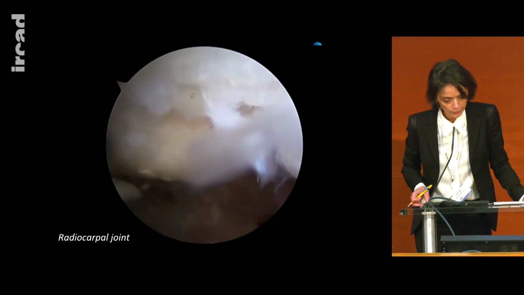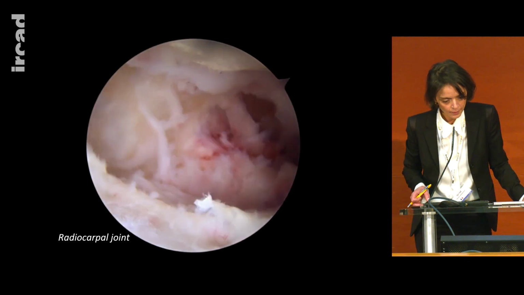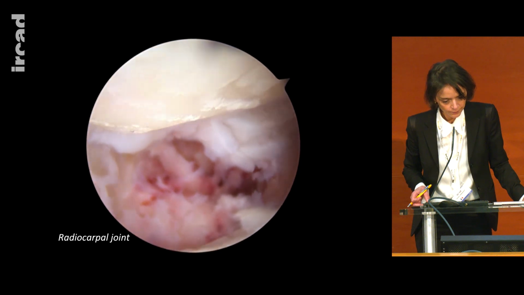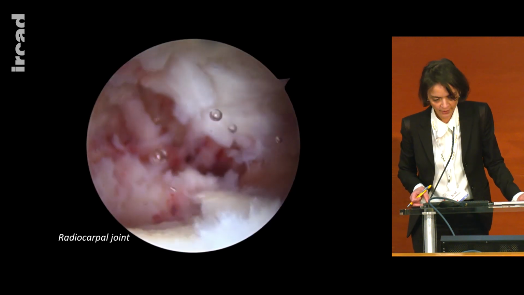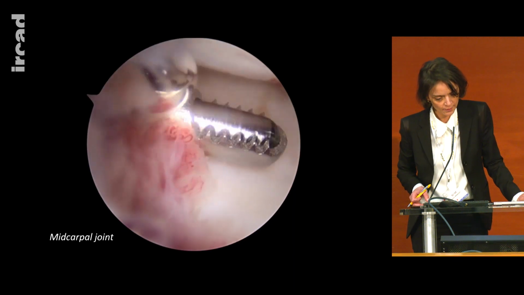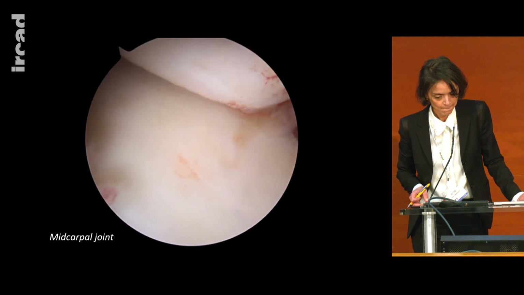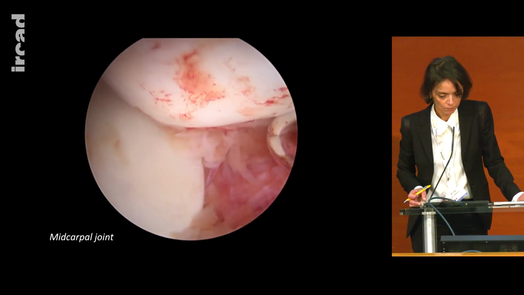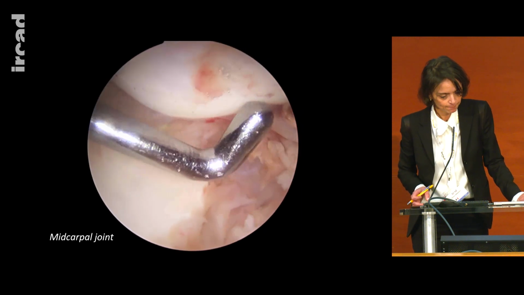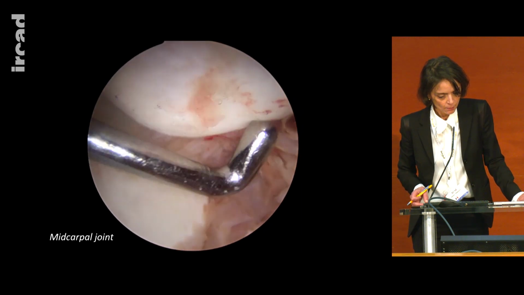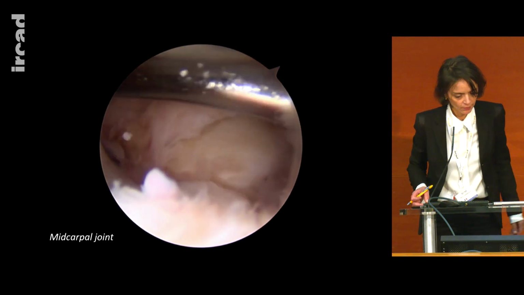Radiocarpal joint, huge degenerative changes. Here is the huge, hemorrhagic, red aspect, the synovitis, synovectomy, midcarpal joint. There is also some... head capitate is not so bad, but trilateral space.